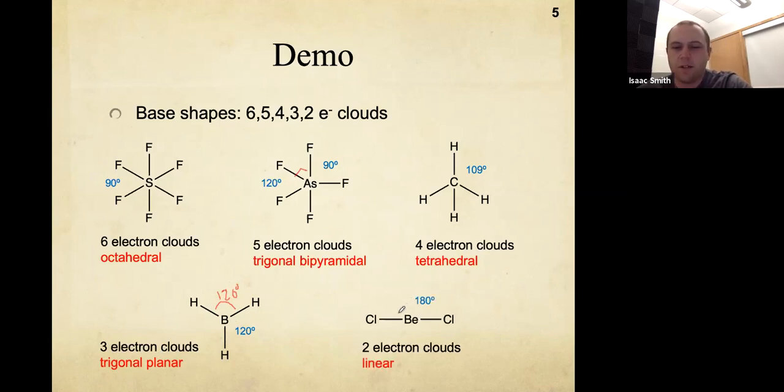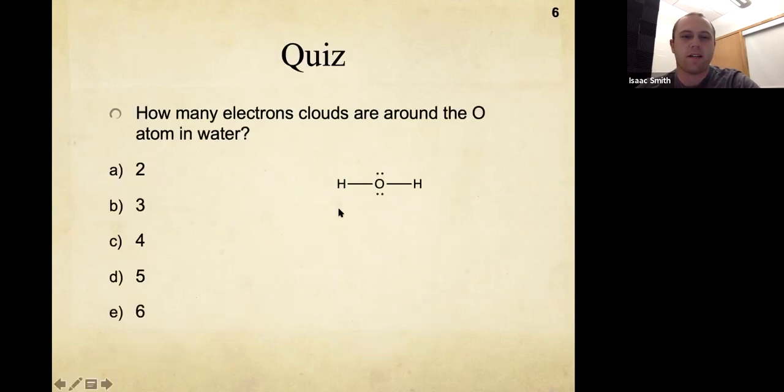And then with 2, also flat, you have 180 degrees between the 2 electron clouds, and that one's called linear, right? Looks like a line. So you need to know these 5 different shapes and how to determine them from a Lewis structure. Okay. All right. So go ahead and try and do this one here.